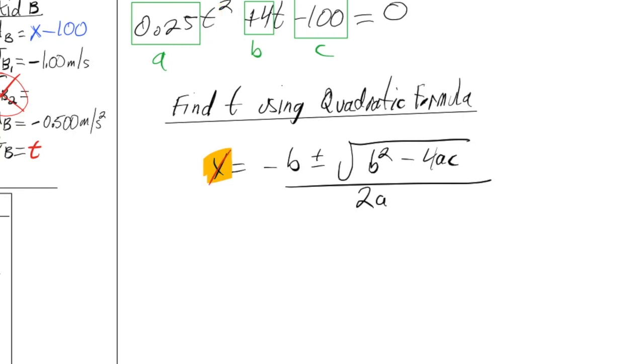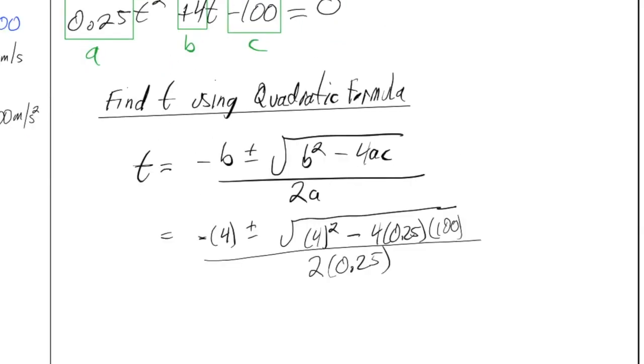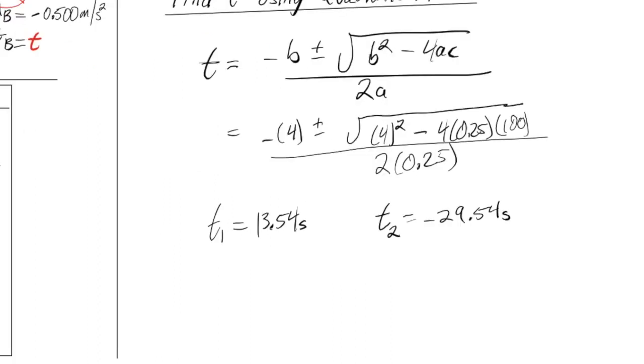So that's hilarious. I guess you can't really cross out an x. I guess I have to do that. That's not an x. Humans of profound awesomeness, that is a t. So substituting in, and of course, you're going to get 2 roots from this. So you end up getting positive 13.54 seconds or negative 29.54 seconds. Obviously, time can't be negative, so our time is 13.54 seconds.